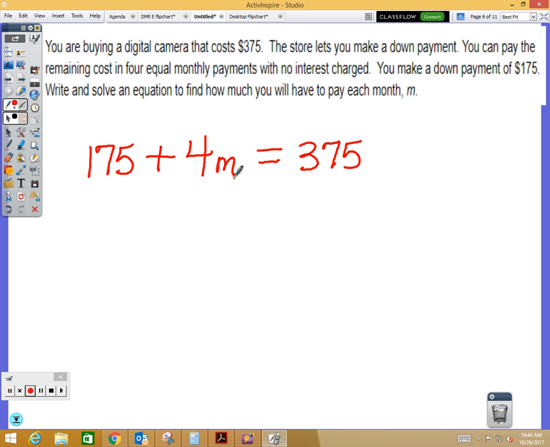Does that make sense? All right, I'm not asking you to solve it yet. I'm just asking, does this equation make sense? You pay $175 down payment plus 4 times the amount that you pay for each month, and that needs to equal the total price of the camera. Okay. So yes, now you can solve it. Now we already know what the answer should be, right?